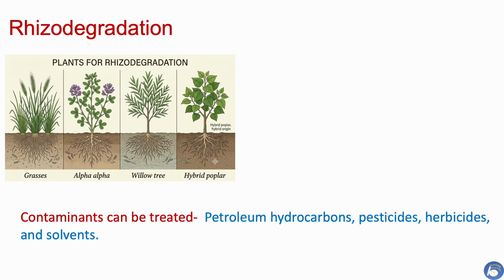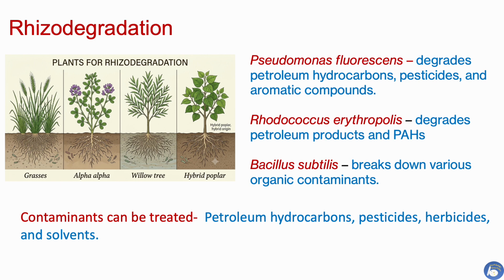Contaminants that can be treated by rhizodegradation are organic contaminants like petroleum hydrocarbons, pesticides, herbicides, and solvents. Microorganisms that can be helpful in rhizodegradation are Pseudomonas fluorescens, which degrades petroleum hydrocarbons, pesticides, and aromatic compounds, Rhodococcus erythropolis, which can be helpful in degradation of petroleum products and PAHs, and Bacillus subtilis, which breaks down various organic contaminants.